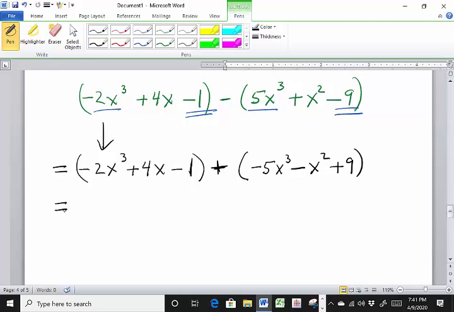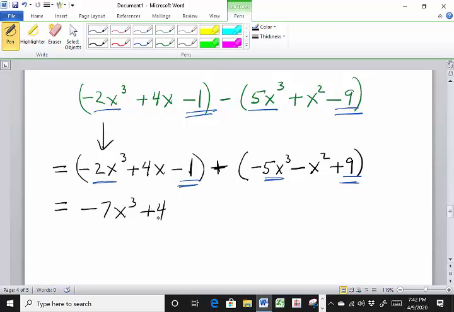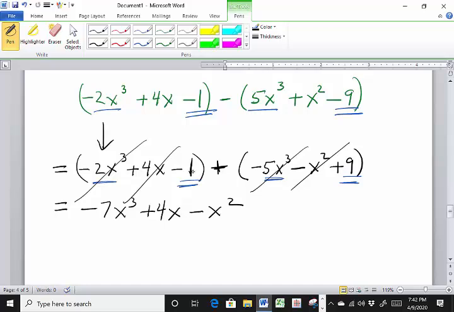So this equals what? Remember, these are like terms here, and these are like terms right here. A minus 2x cubed added to a minus 5x cubed is going to be a minus 7x cubed. I'll just rewrite the 4x, and then I'll rewrite the negative x squared. Again, I'm going to cross out what I've worked with. And then the negative 1 added to 9 is going to be a positive 8.